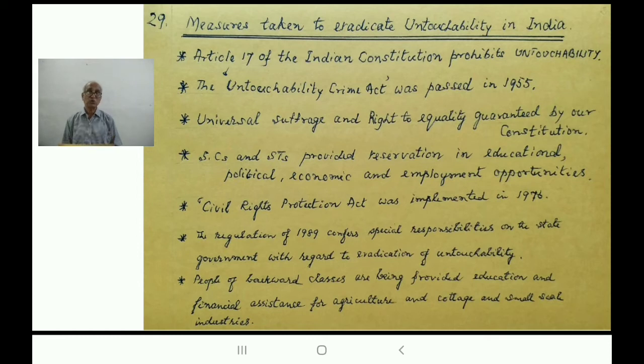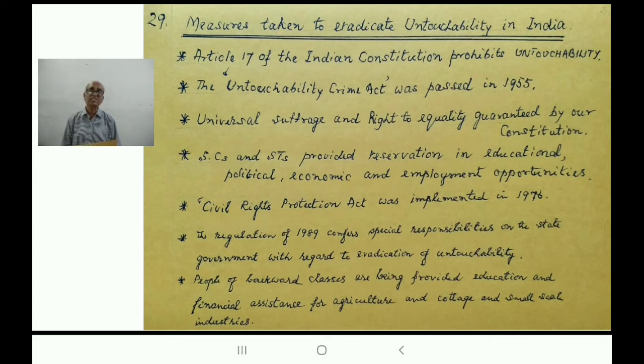You can always question in case your equal rights are getting threatened by somebody. Right to equality is guaranteed by our Constitution. The Constitution has guaranteed them. SCs and STs have been provided reservation in the educational field, political field, economic field and employment opportunities. These I am not going to elaborate, you have learned.